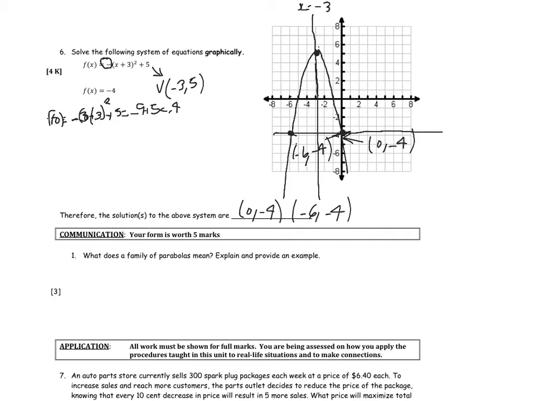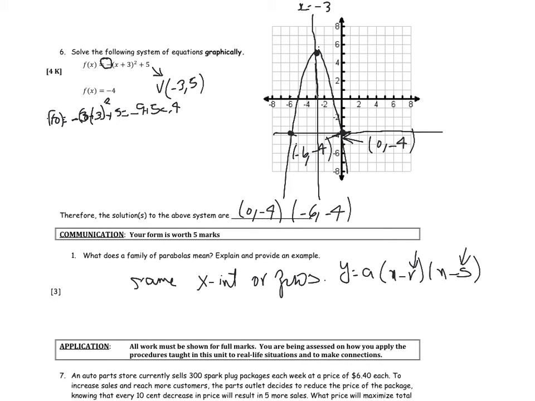The next question says, what does a family of parabolas mean? By definition, a family of parabolas means that they have the same x-intercepts or zeros. The leading coefficient A does not matter here. It's going to be a variable, but the zeros are going to be the same, the x-intercepts, meaning that the equation becomes like this, where R and S are the zeros.